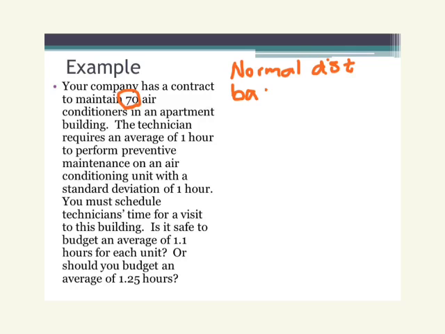And because 70 is large, we're allowed to use the normal distribution based on the central limit theorem. Because again, our sample size is large, and the central limit theorem told us it doesn't matter what the distribution looks like as long as our sample size is large, which again is greater than or equal to 30, we're safe to apply a normal distribution. So in this problem, again, we're safe to move forward.